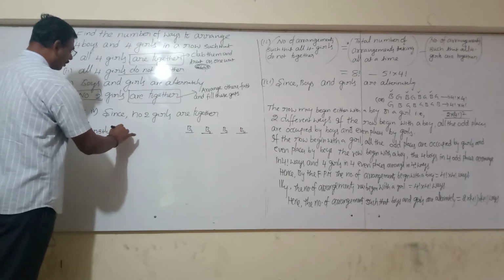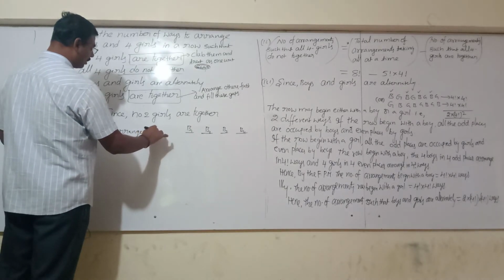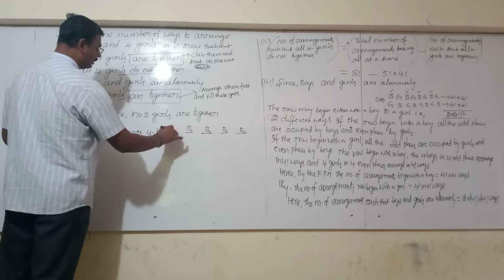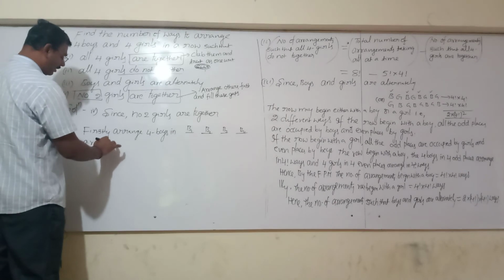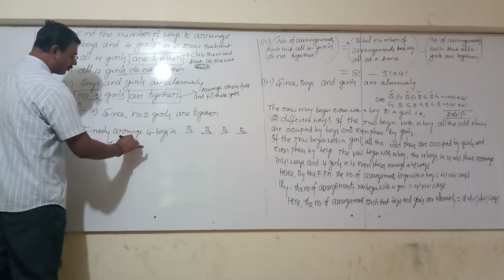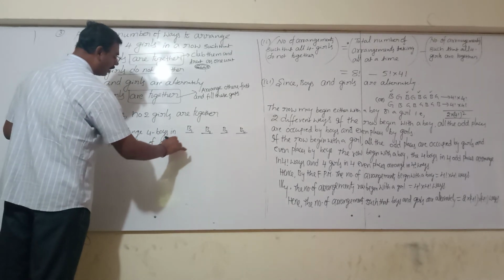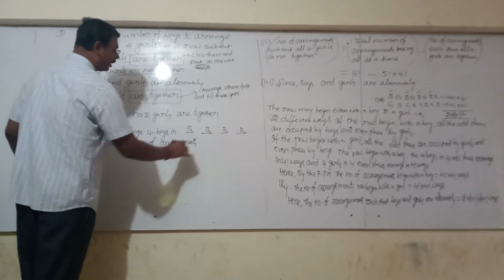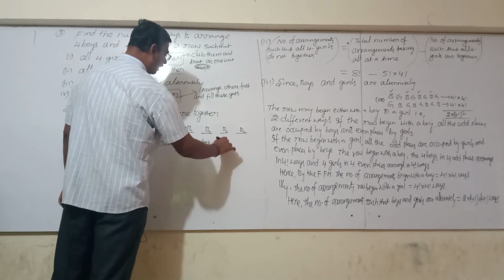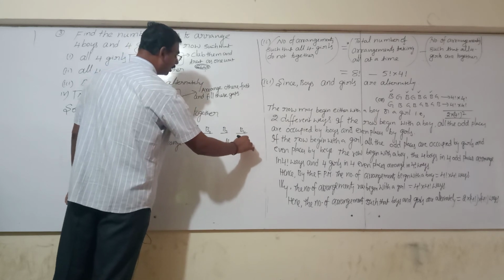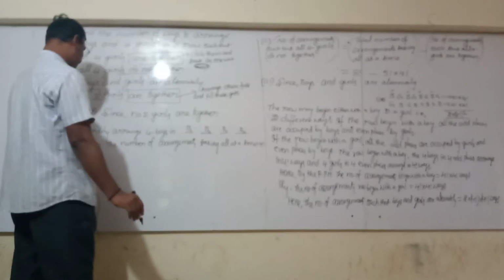So I am writing the first sentence. Firstly, arrange 4 boys in a row. The number of arrangements taking all at a time is equal to 4 factorial.